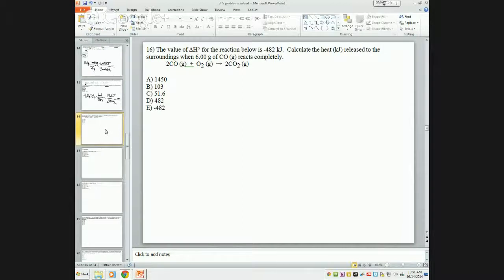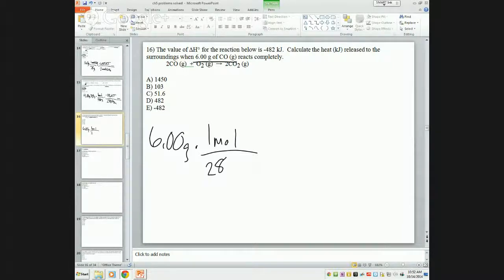All right, 16, last one in this section. The following delta H naught for the reaction below is negative 482 kJ. Calculate the heat released to the surroundings when 6 grams of CO reacts completely. So same but different. I don't like grams, so I convert grams to moles. 1 mole over the GFM of CO, right, which is 28. So that'll give me moles of CO.